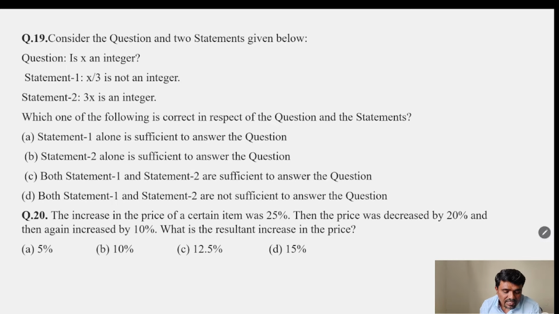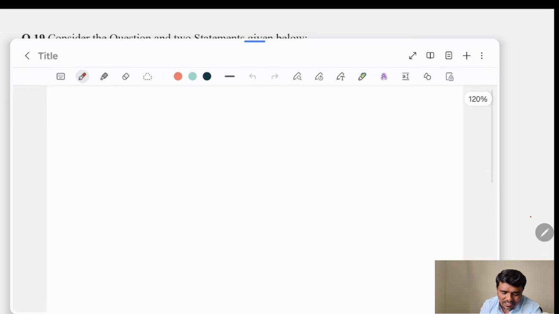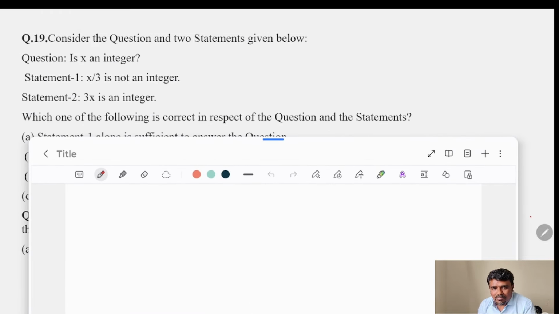Question number 19. Consider the question and 2 statements given below. Is x an integer? These kinds of questions, once again, are a very repeated model question. Every year, and when I say every year, I'm not talking about 2013, 14, 15. My focus is always based on the last 5 years, so please remember this point. Every year we are getting 1 or 2 questions based on this digit logic, the logic related to the classification of numbers: integers, whole numbers, real numbers, rational numbers, irrational numbers, even numbers, odd numbers, and their properties. Do focus on this area.